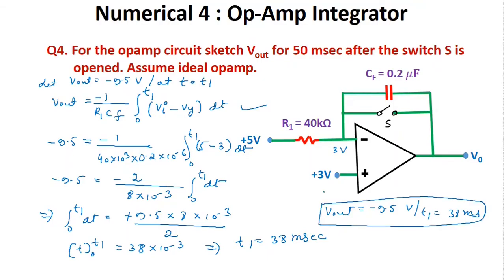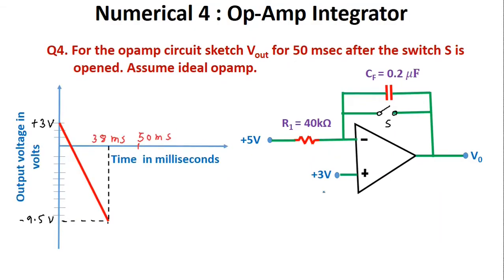Now last step is to draw the sketch for the output voltage for 50 milliseconds. This is the sketch of output voltage. We have represented the output voltage in volts in the y-axis, and in the x-axis we have represented time in milliseconds. So here we can see that the initial voltage at time t is equal to 0 is 3 volt, and at time t is equal to 38 milliseconds the voltage is minus of 9.5 volt. So this is the sketch of the output voltage for the operational amplifier circuit given.